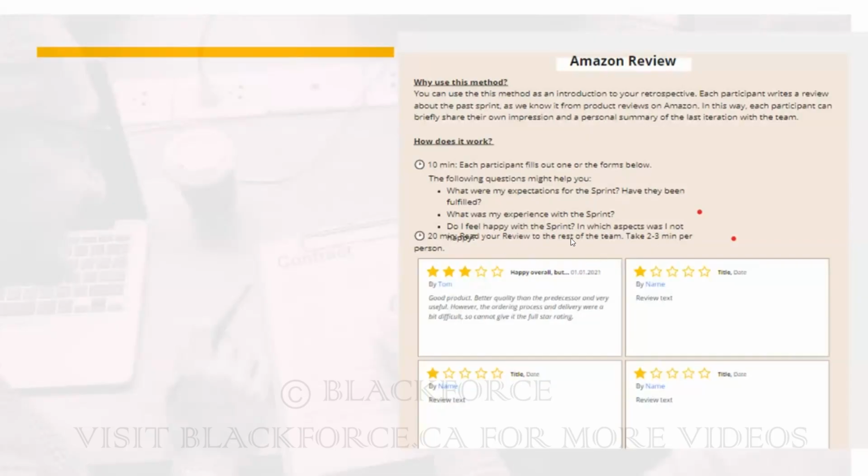So you read the review to them. They take 2-3 minutes per person. Then you rate the review, like the way we rate on Amazon. They will rate the review. Everyone will get a sticky note and write their review based on some of these things, okay? So this is another method you can use for your sprint retrospective.